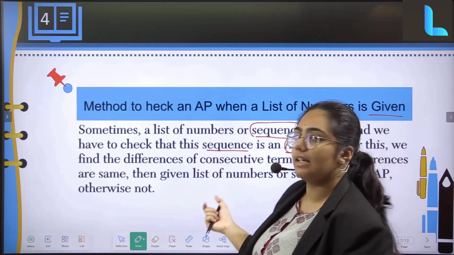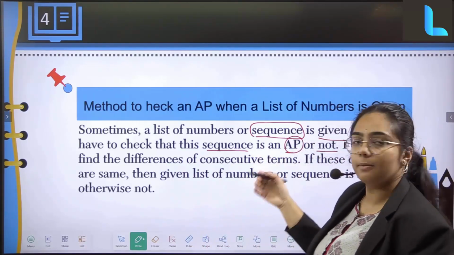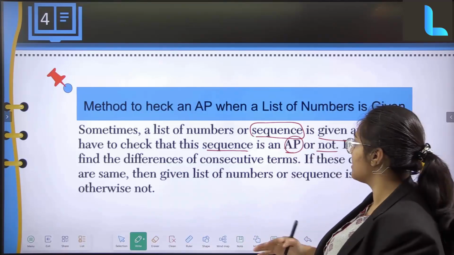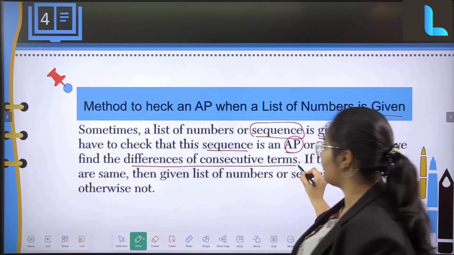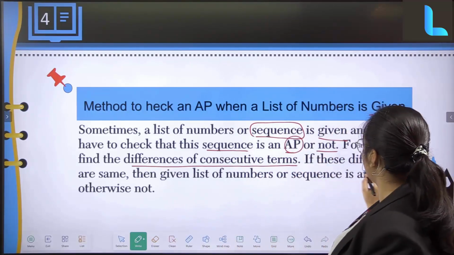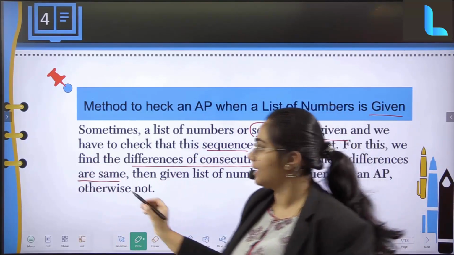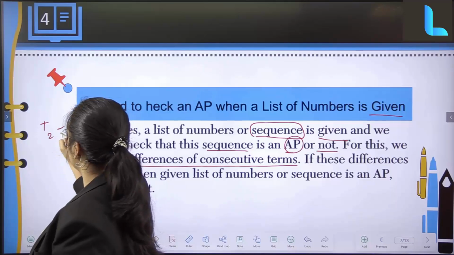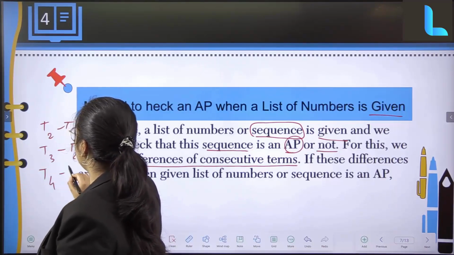To check the sequence, you can use the common difference as a procedure to see if it is an AP. For this, we find the differences of the consecutive terms. As I said, you can use this common difference method. We check T2 minus T1, T3 minus T2, T4 minus T3.